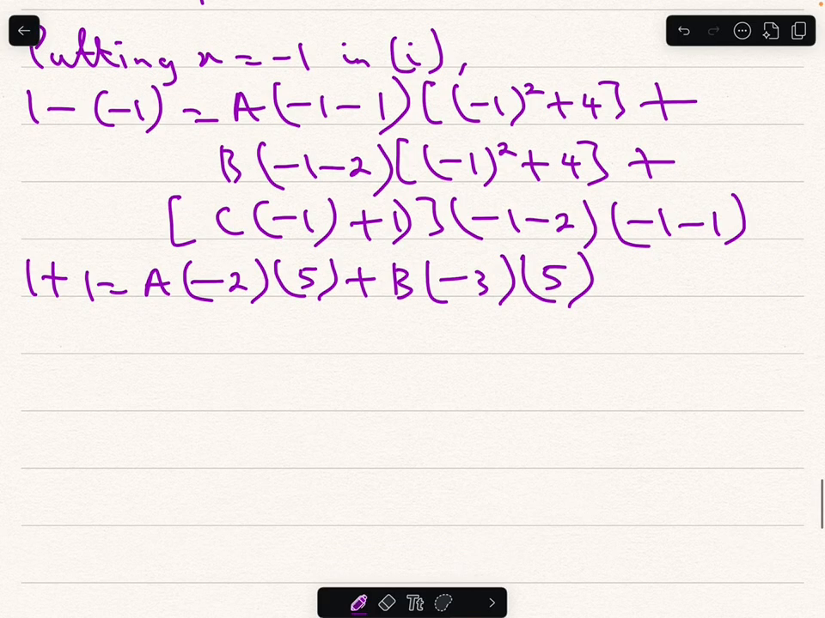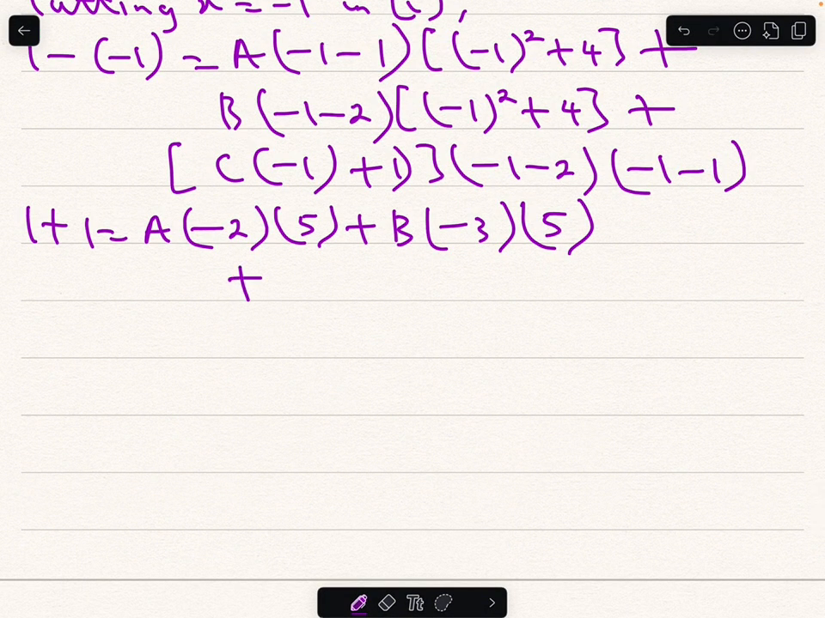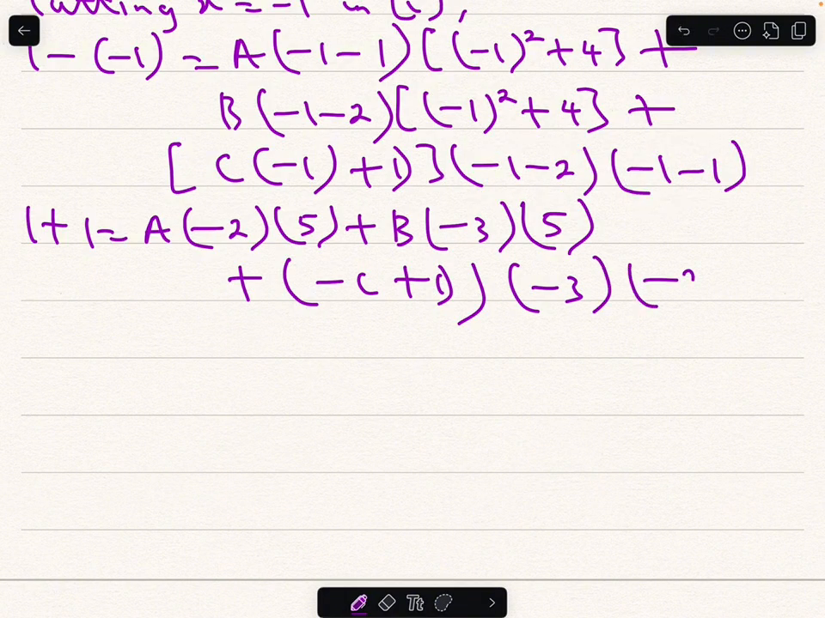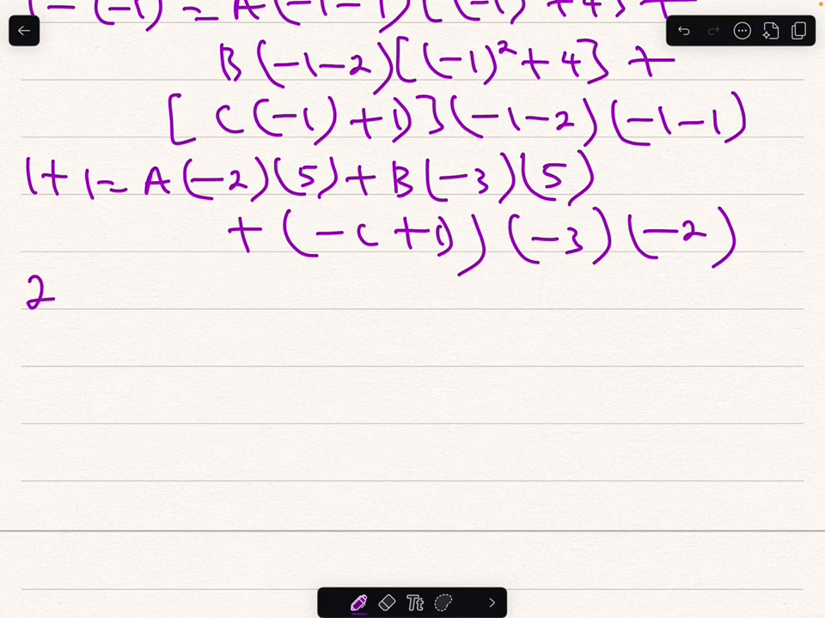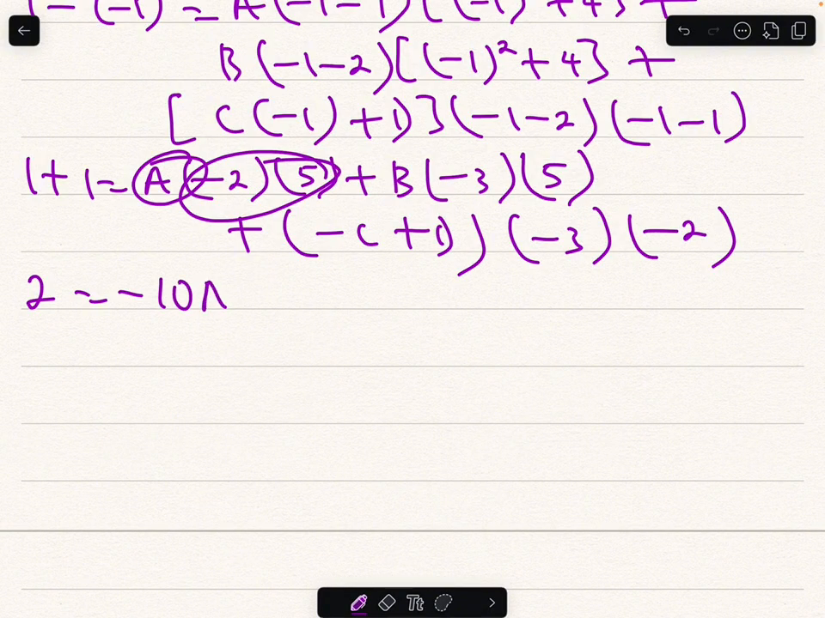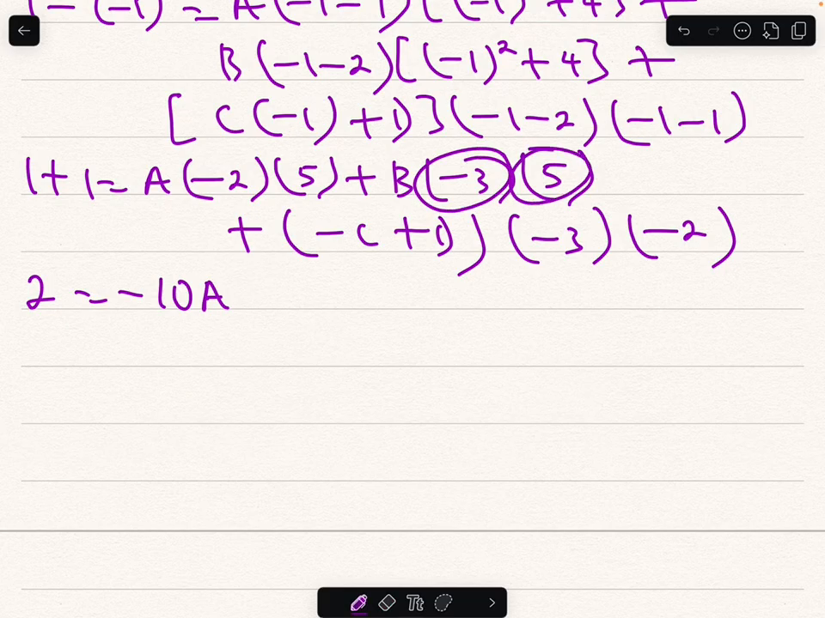And then plus, what do we have here? Let's write that here. Plus c times minus 1 is minus c. That's minus c plus d times minus 3, minus 1 minus 2 times minus 1 minus 1. That's minus 2. And that simply means 2 equals minus 2 times 5 is minus 10 times a. That's minus 10a. Minus 3 times 5, that's minus 15 times b, that's minus 15b.